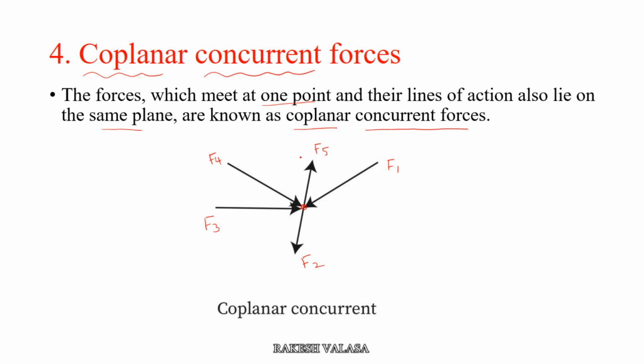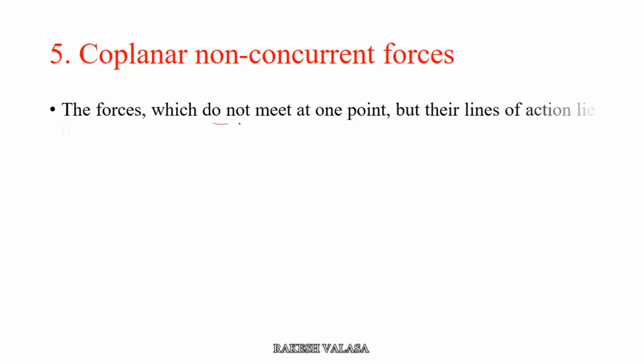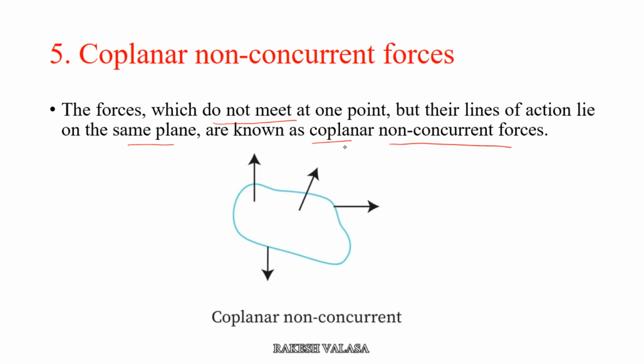The next one is coplanar non-concurrent forces. Coplanar, you know, means same plane. Non-concurrent means a number of forces are not passing through one point. That type of forces are called non-concurrent forces. The forces which do not meet at one point, but whose lines of action lie on the same plane, are known as coplanar non-concurrent forces. You can see this example.